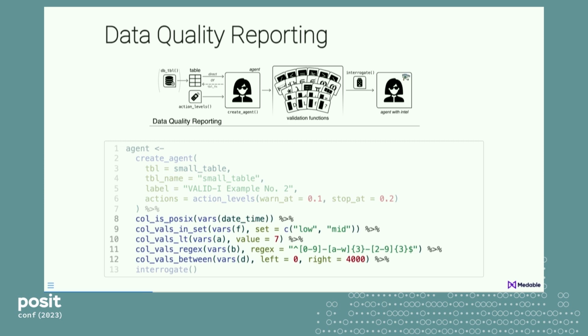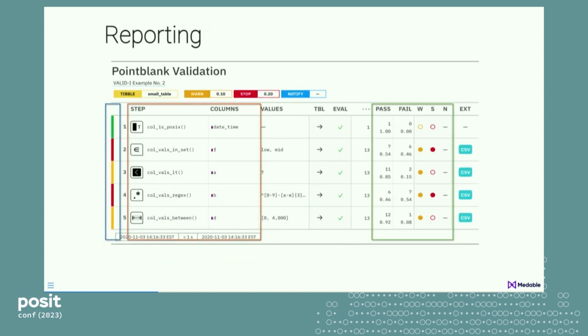You then pass this object to these validation functions, and these act as sort of instructions for what your agent should do when it's ready to validate. And then when you are ready to validate, you call the interrogate function. So in essence, you're interrogating the agent for the information that you want.